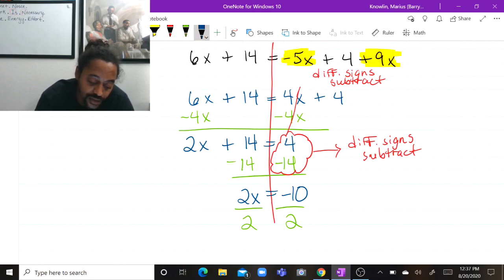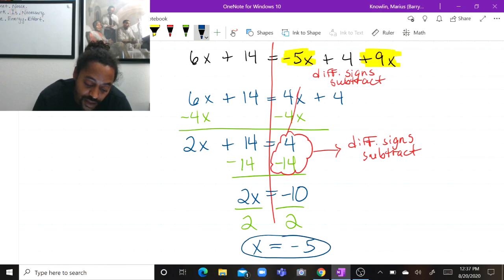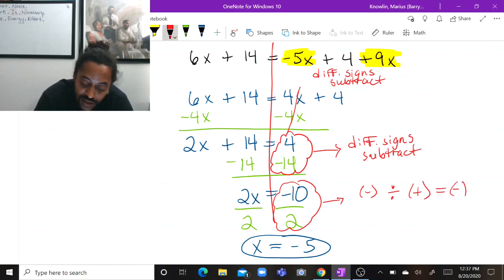Whatever you do to one side, you have to do to the other. And the final answer is going to be negative, because once again we have a negative divided by a positive, which equals a negative. All right, that'll conclude today's lesson.